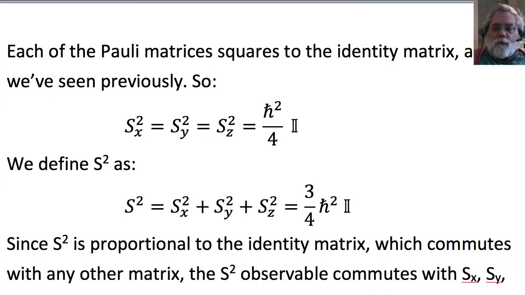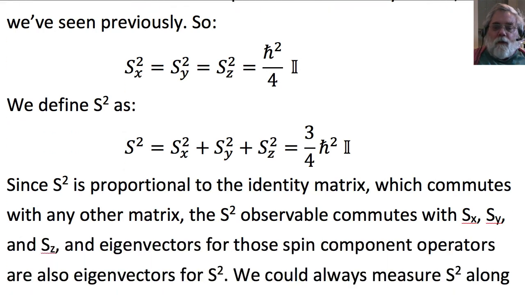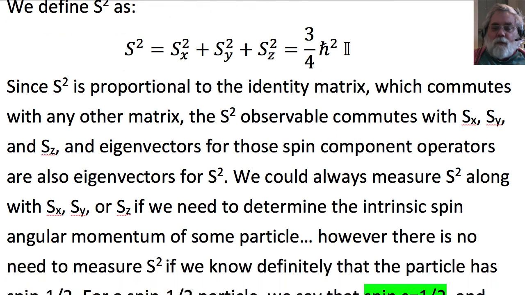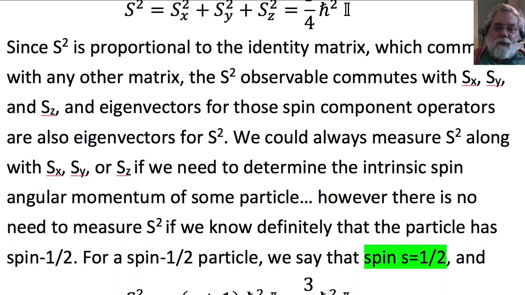Since S squared is proportional to the identity matrix, which commutes with any other matrix, the S squared observable commutes with any one of Sx, Sy, and Sz, and eigenvectors for those spin component operators are also eigenvectors for S squared. We could always measure S squared along with Sx, Sy, or Sz if we need to determine the intrinsic spin angular momentum magnitude of some particle. However, there's no need to measure S squared if we know definitely that the particle has spin 1/2.